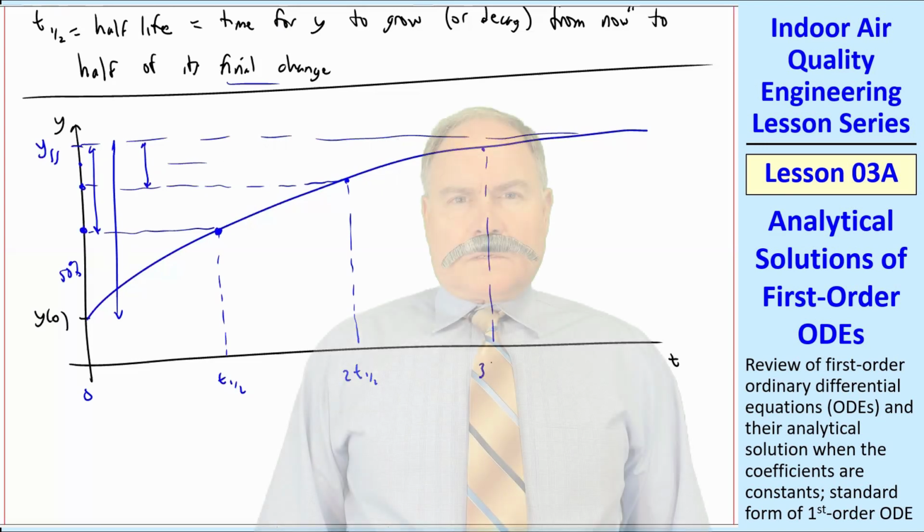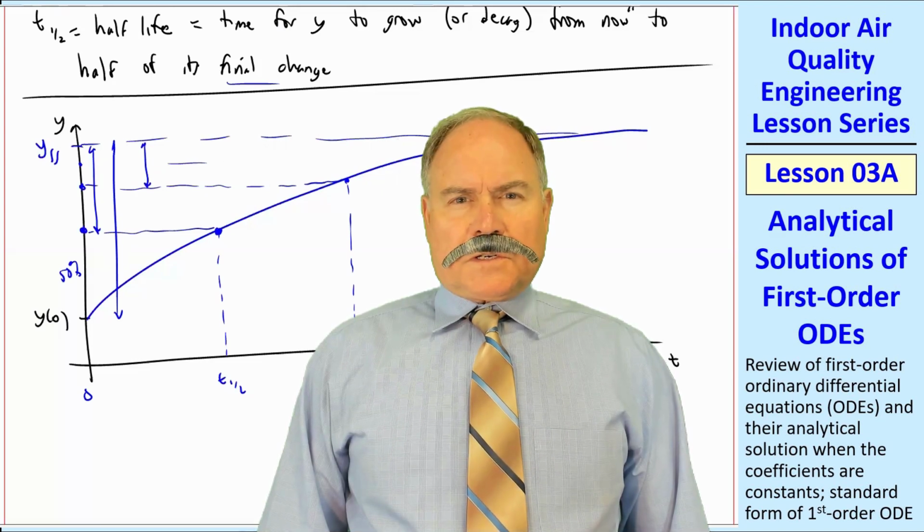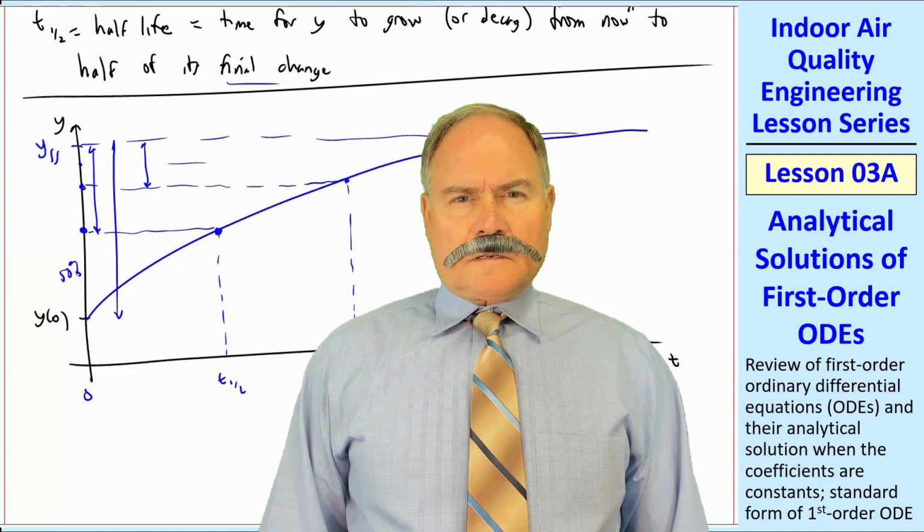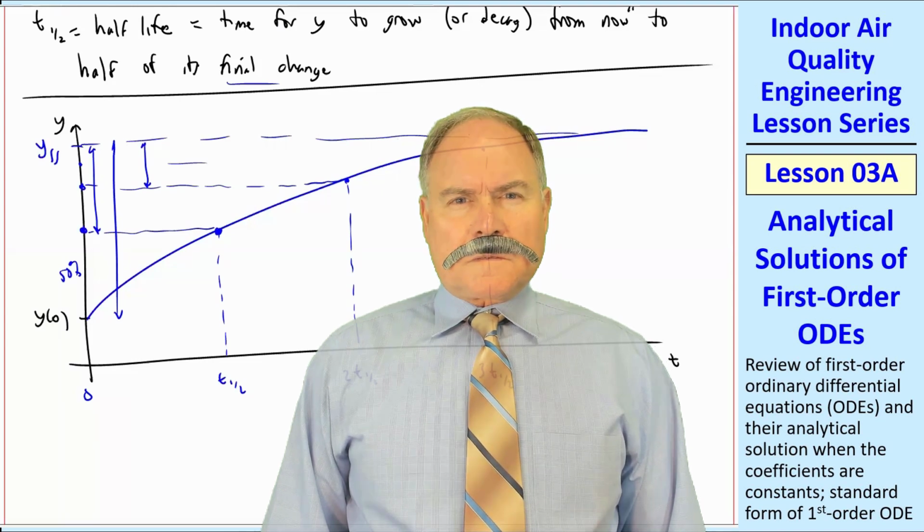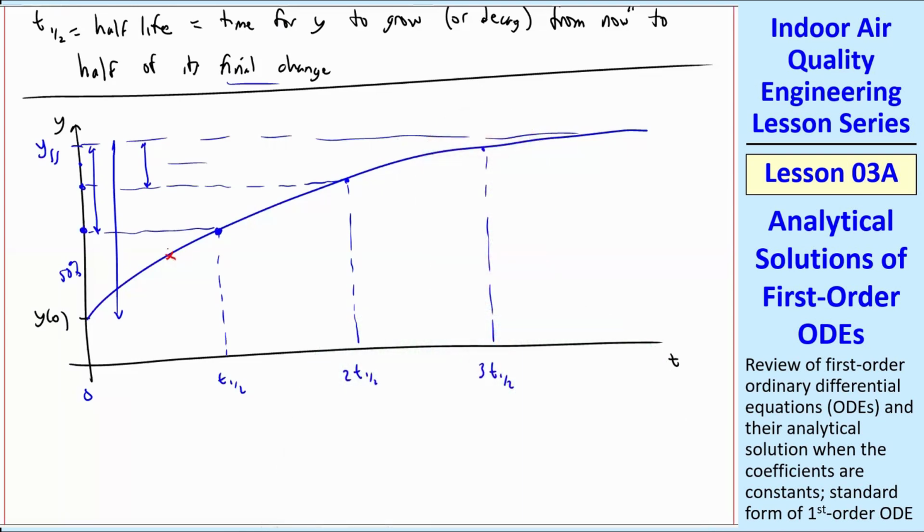Sir, does that work if you start any place on the curve? Yes, John. This works no matter where you're at on the curve. If I start at some arbitrary location like here, and then I say, okay, I go halfway between there, and so I come across, and that distance should also be a half-life. So this half-life works no matter where you start.